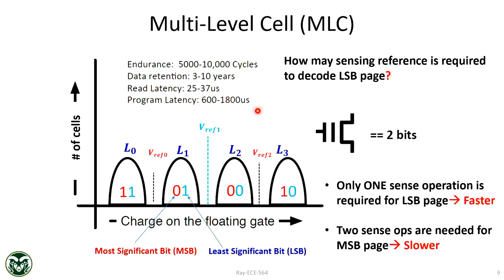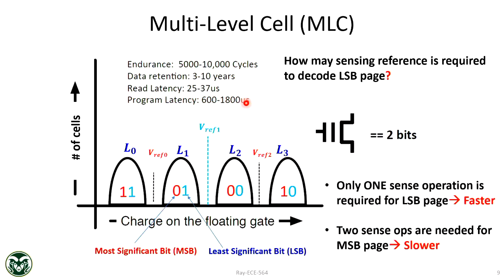Your program latency is significantly slow. It's millisecond now, 1.8 millisecond. Because it is not easy to shape up this distribution in a nice, tighter fashion, right? In SLC, you can have too broad a distribution, that's okay. But here, you cannot make L1 broad because then it will take up the position of L2. So you have to shape up the distribution, so that means you have to do a lot of finer steps of programming. So that's why program latency is high.